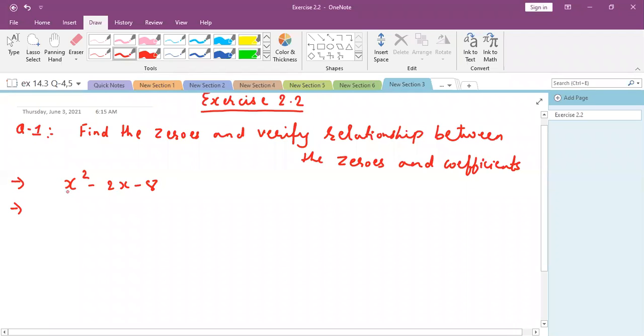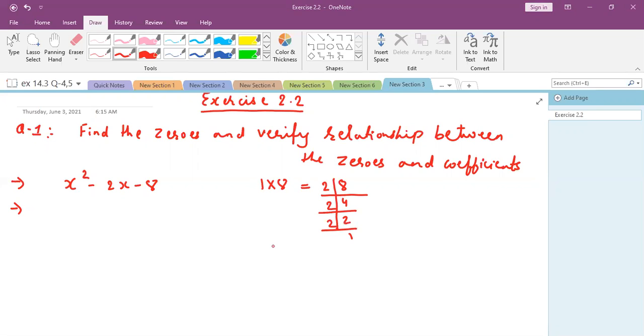So your first term, if you see, it is x square, but there is no coefficient, that is understood as 1. And your last term is 8. So if you are multiplying first into last term, you are going to get 8 ones are 8. So find out the prime factors of 8 now. So 2 fours are 8, 2 twos are 4, and 2 ones are 2. So we have got 2 multiplied by 2 multiplied by 2.